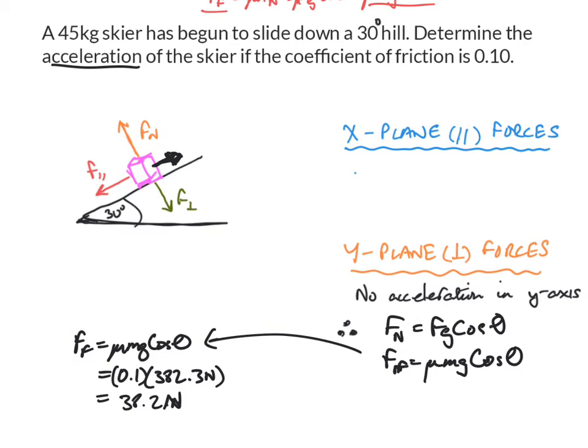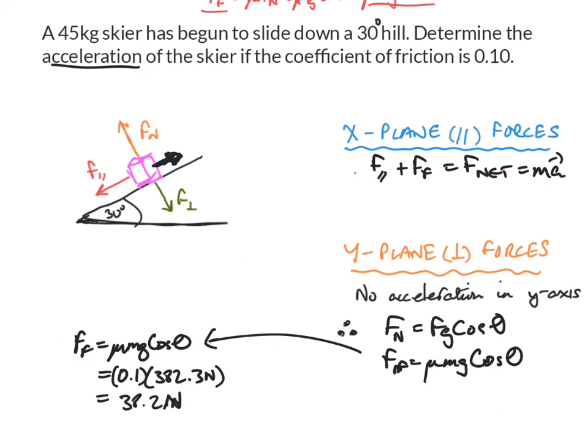So not only are we going to need the Ff value, but we're also going to need the F parallel, the sliding force, and that's on the x plane. So what we're going to have to do here is use what we learned on the y plane, and we have our Ff value on the x. On the x plane, F parallel plus Ff is equal to our net force, and from that we can get our acceleration. Okay, so if we only know those.